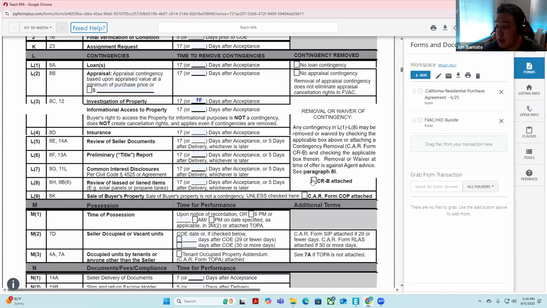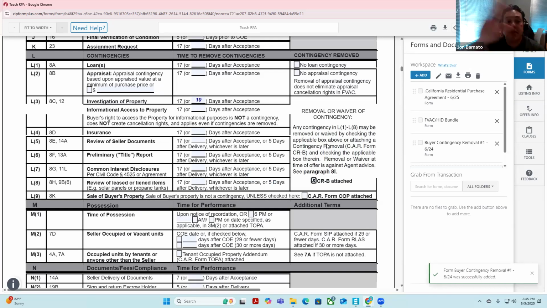Even if I wrote here, no contingency, it's going to add a contingency route to the program. But if I said no, and I say we're buying it as is and waive it. Okay.